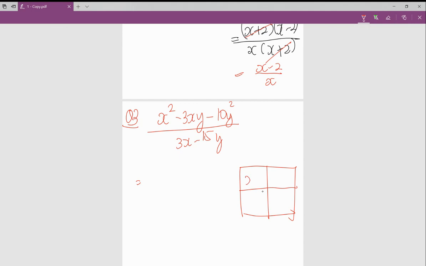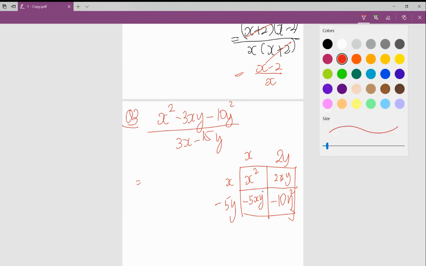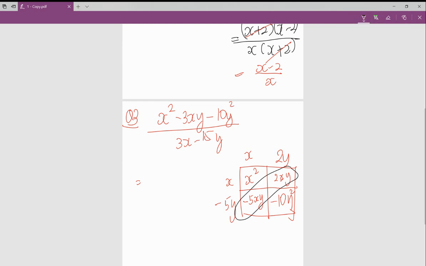So let's try. x squared should be here. Minus 10y squared should be here. And for minus 10y squared, x and x is quite simple. So this must be 2y and this must be 5y. But because of the negative sign, I'm going to put a negative here. You end up with minus 5xy and this is 2xy. And if you look at this, these two will add up to minus 3xy, exactly what we want. So I can factorize the numerator as (x plus 2y)(x minus 5y).